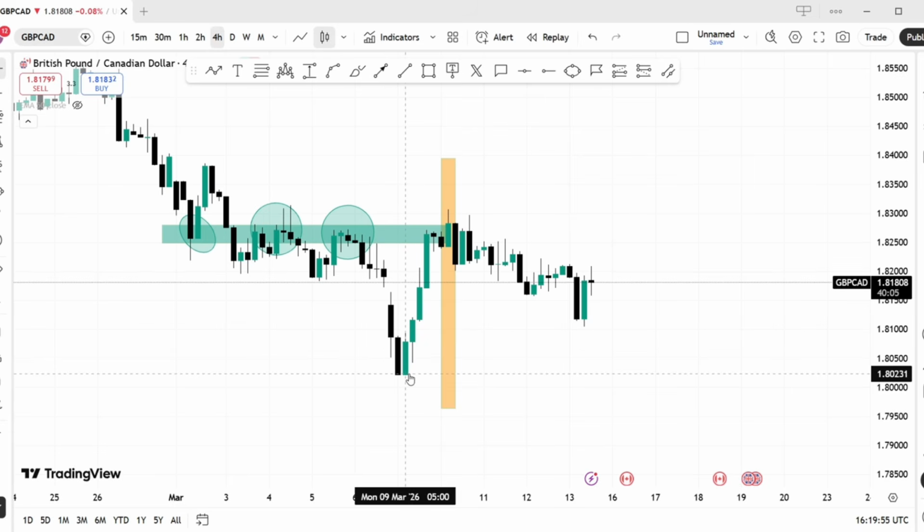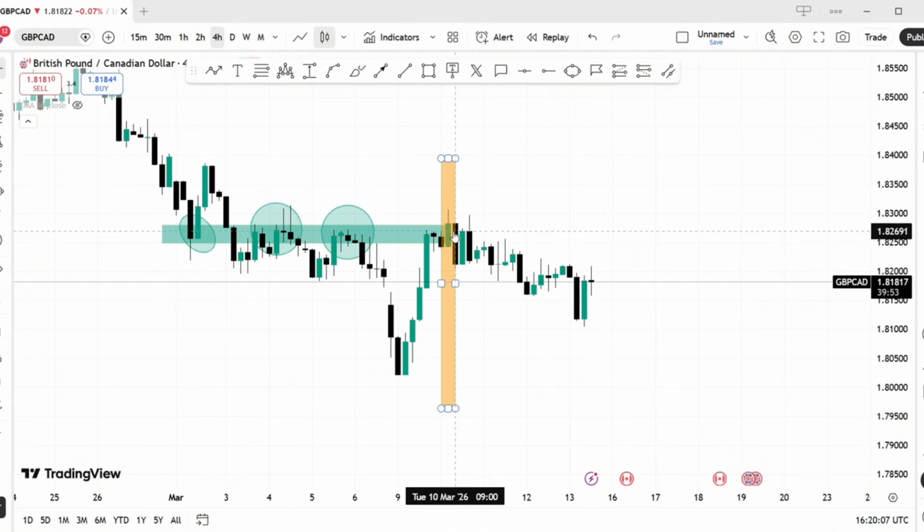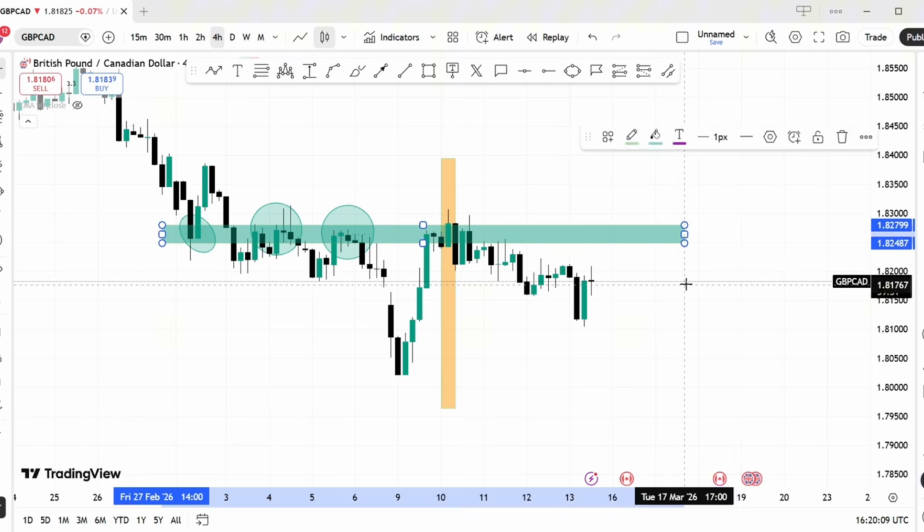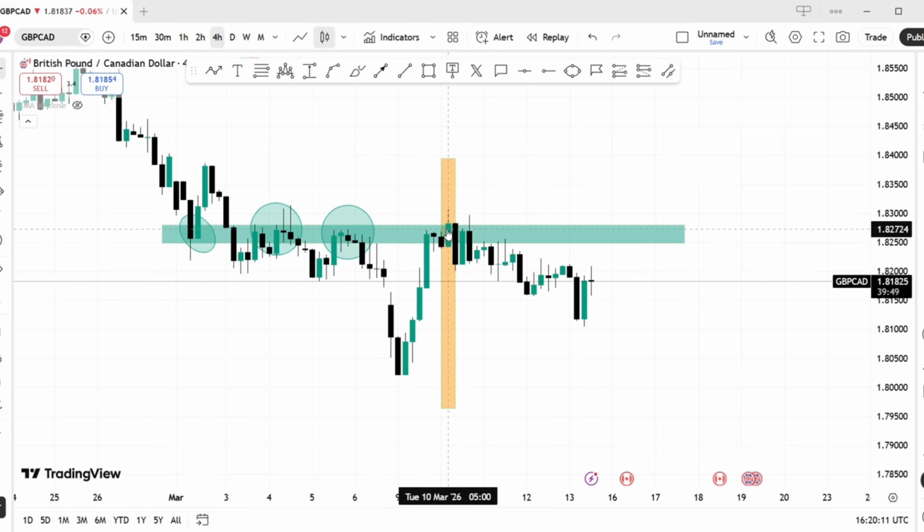As you can see, I could have entered for sales, but unfortunately I did not. So what I did is that I waited patiently for the market to come back up to create the lower high, and then once it creates the lower high, I will enter at the fourth touch, right? So I can still drag this thing along.